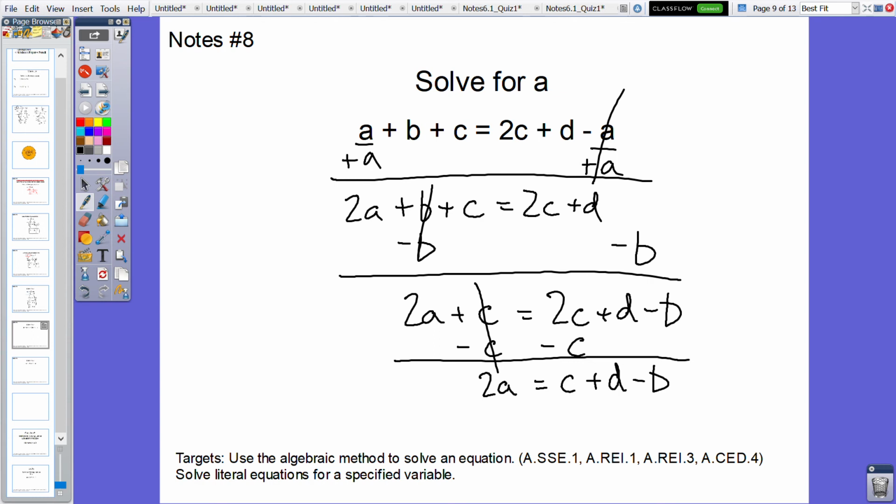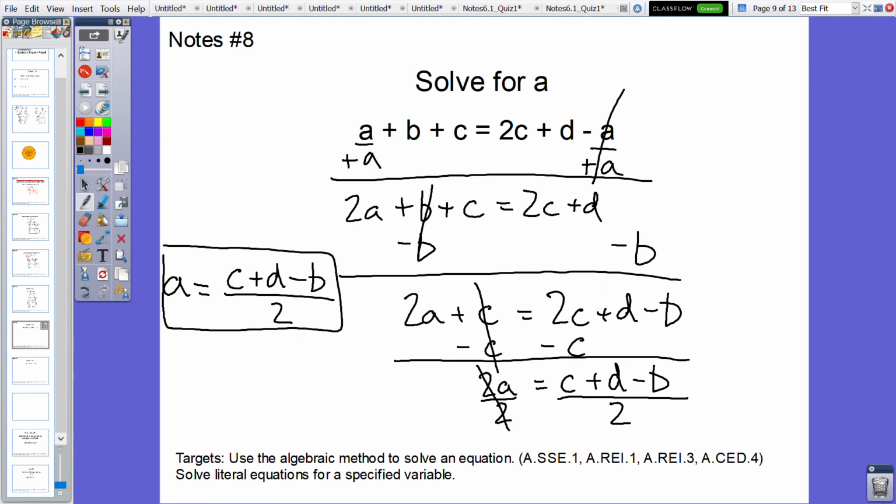And just like in the previous problems, we want to go ahead and divide. And when we divide everything collectively on the right side, okay, 2's cancel, and then a is going to be equal to all this on the right. So c plus d minus b, all divided by 2. Okay, one more example.